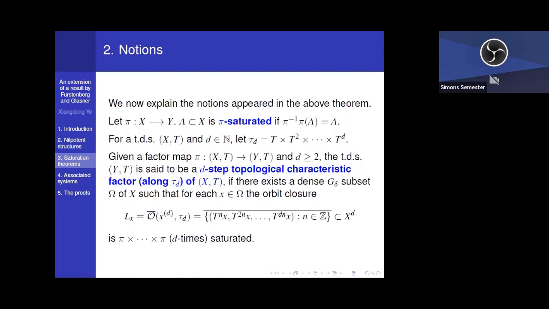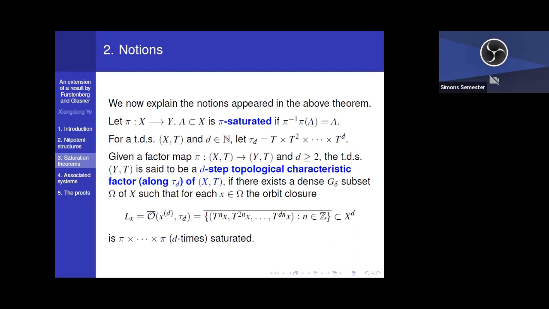We now explain the notions. If you have a π from X to Y, a subset A of X is called π-saturated if π inverse of π(A) is A. So it means if A touches some point in a fiber, the whole fiber will be in this set.